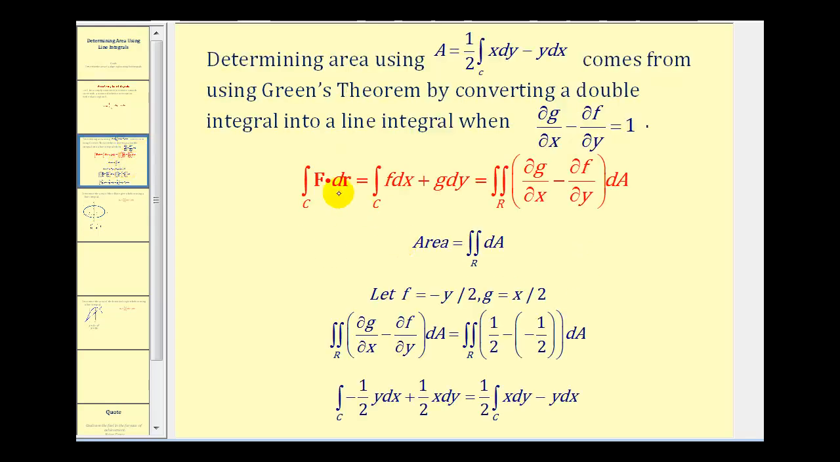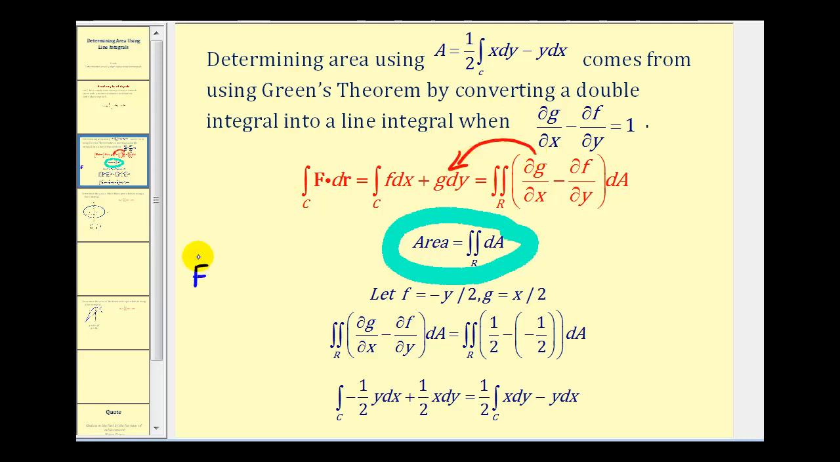We should now know Green's theorem stated here in red, and we should also remember from our studies of double integrals that the double integral over the region R integrated with respect to A would give us the area of region R. So what we're going to do here is look at a special case of Green's theorem when this difference here is equal to 1, and then we'll write this double integral here as a line integral in differential form.